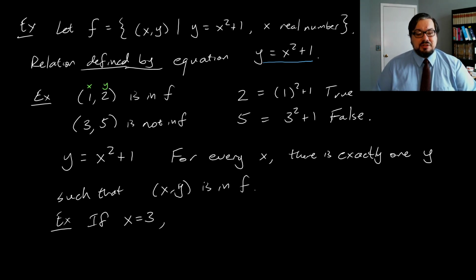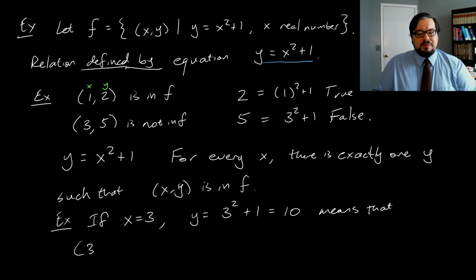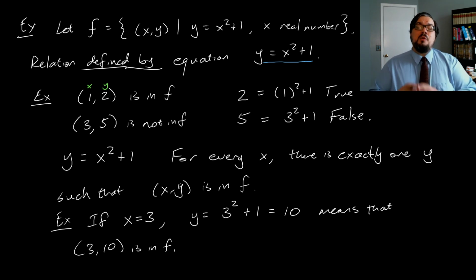But if we take this equation, if x is equal to 3, then if we plug that x into the equation, we get y equals 3 squared plus 1 equals 10, this means that 3, 10 is in F. And in particular, there's no other number you could put in there in place of the 10 in order to get a pair that is in F. Now, intuitively, what this means for the relation F is that if you know the first entry, you can exactly predict the second one for a pair that belongs to the relation.